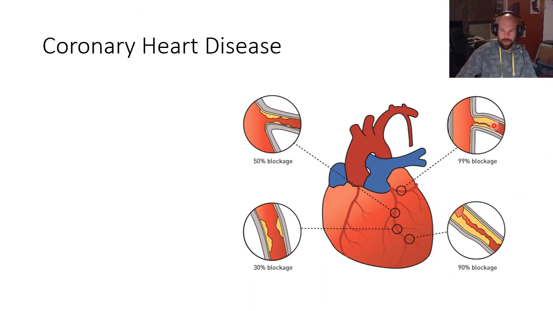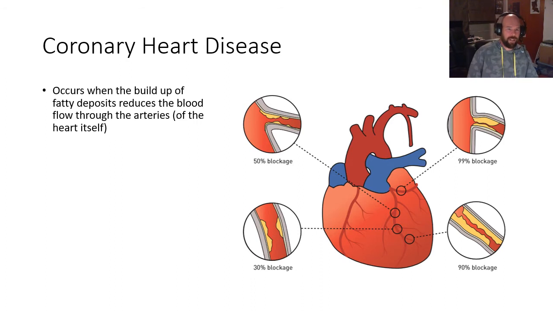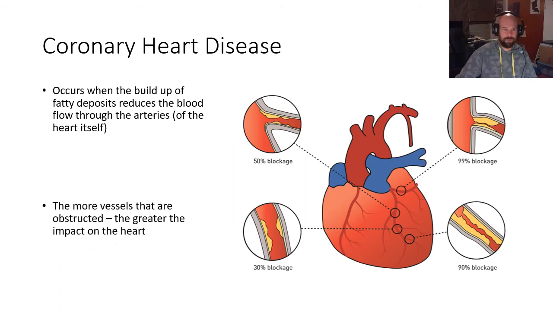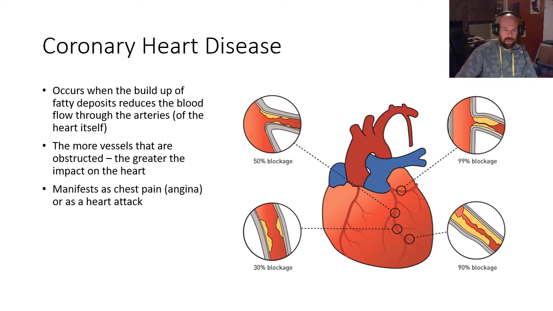But the trouble is, when we get a blockage in one of those arteries, any one of those little bits of plaque can break off. That's when we have trouble, and that's when heart attacks result, because the heart isn't getting that supply of blood and oxygen that it needs. Like I already said, it occurs when the buildup of fatty deposits reduces the blood flow through the arteries to the heart itself. The more obstructed, the greater the impact on the heart, and usually it manifests as chest pain, which is called angina, and in serious instances, a heart attack.